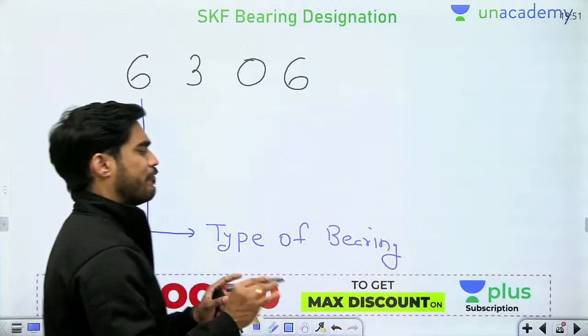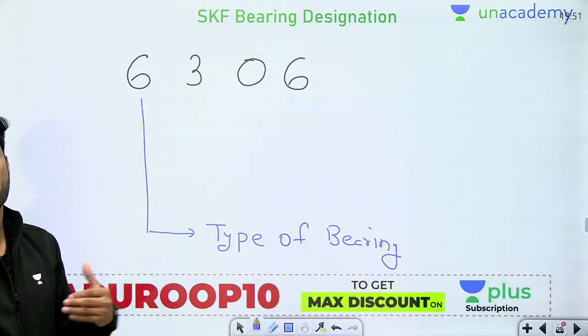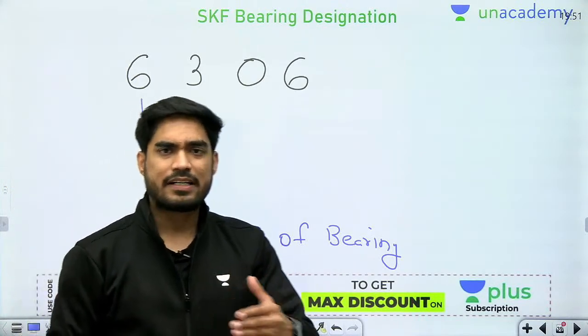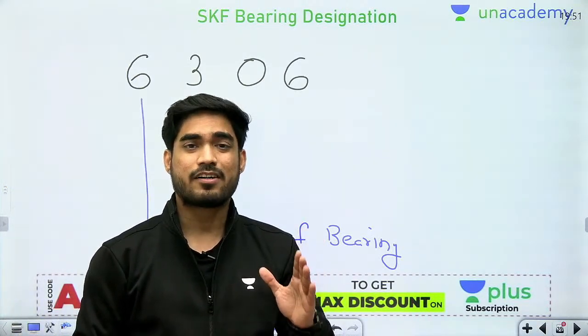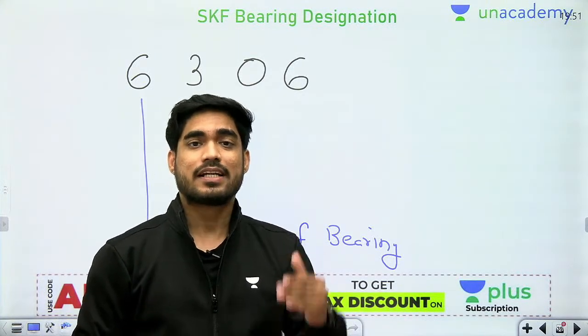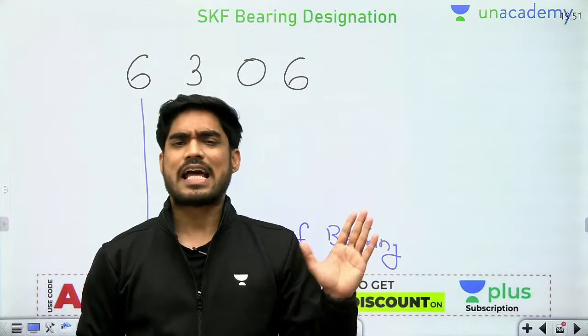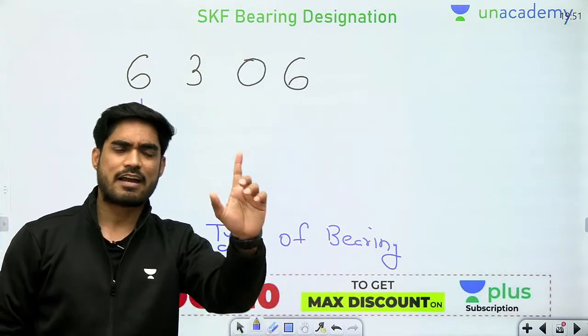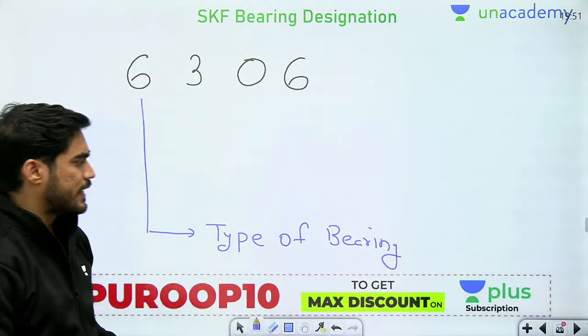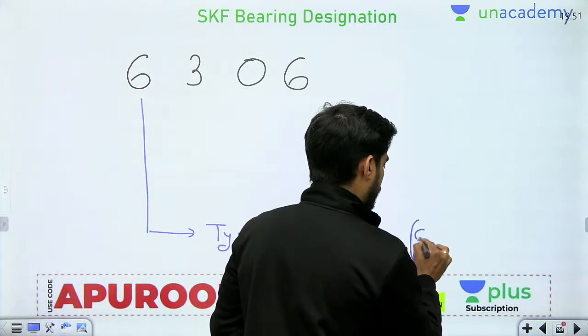There are different types of bearings: deep groove ball bearing, tapered roller bearing, self-aligning ball bearing, spherical roller bearing, and for each bearing type they have given one digit. 6 is for deep groove ball bearing.